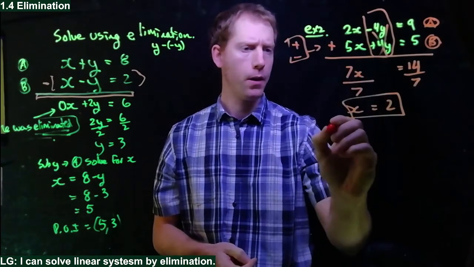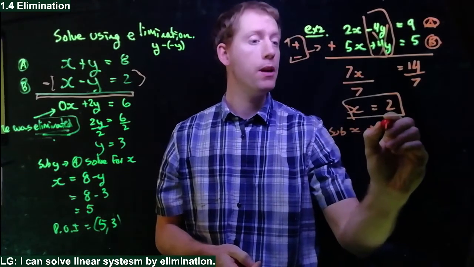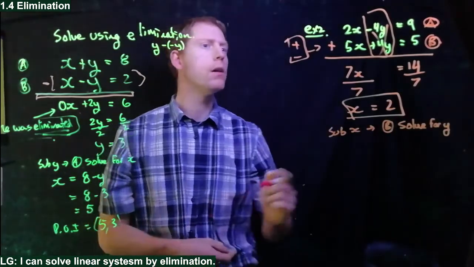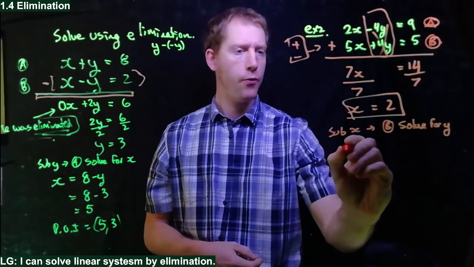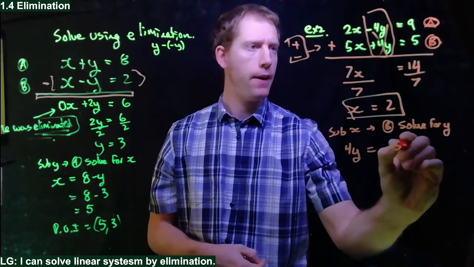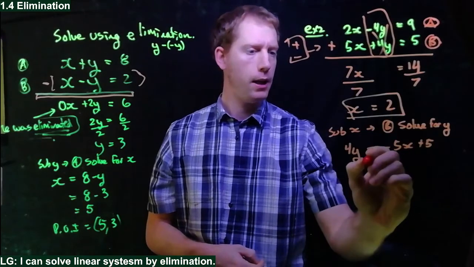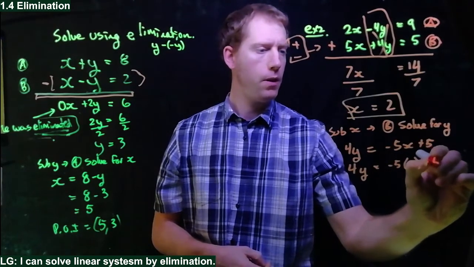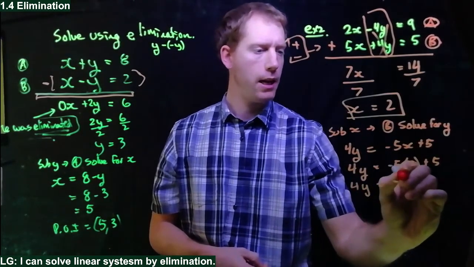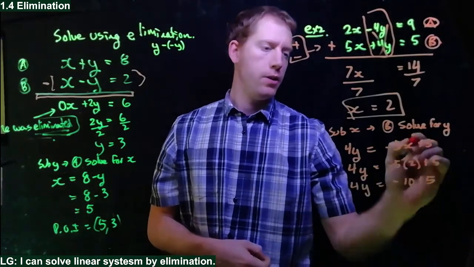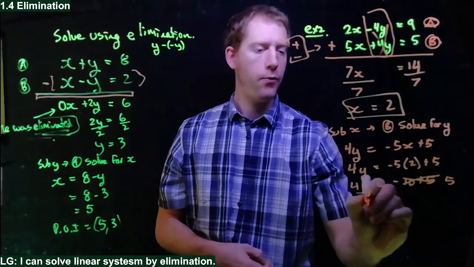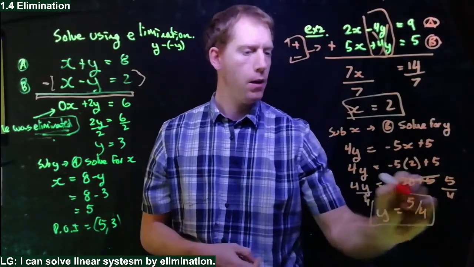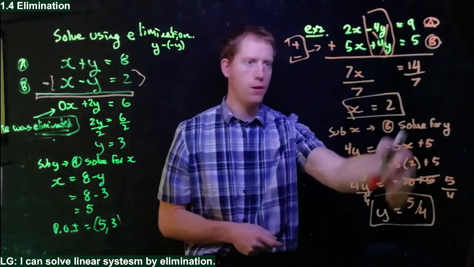Let me use this one here. Sub x into equation B, solve for y. So I have 4y is equal to negative 5x plus 5, and I'm putting in 4y is equal to negative 5 times 2 plus 5. 4y is equal to negative 10 plus 5, which is equal to 5. Divide by 4, divide by 4, y is equal to 5 over 4. Leave it as a fraction, don't use a decimal, okay? That's showing you that you're doing the work.